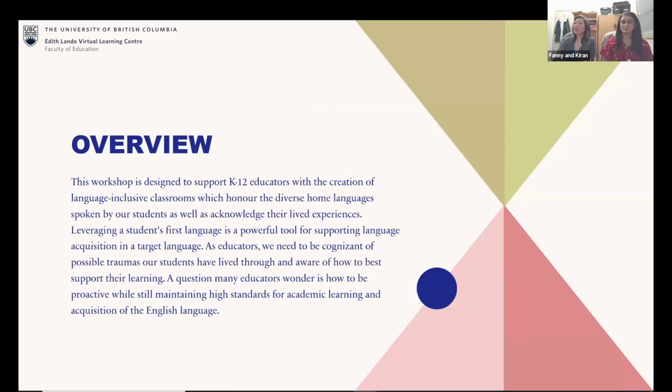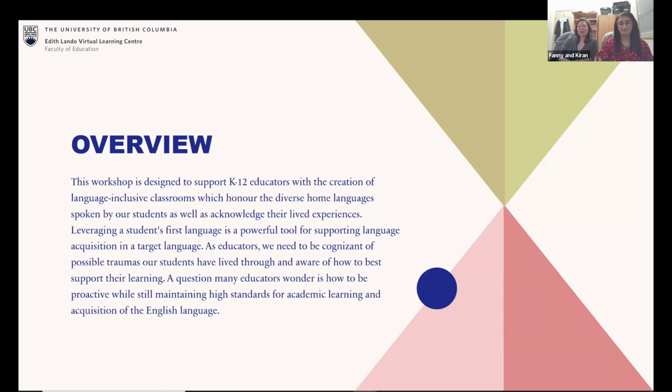Our intent for this workshop today is to support K-12 educators with the creation of language inclusive classrooms, which will honor the diverse home languages of our students and will also acknowledge the lived experiences that our students have. We want to leverage our students' first language because it's a very powerful tool for supporting language development.